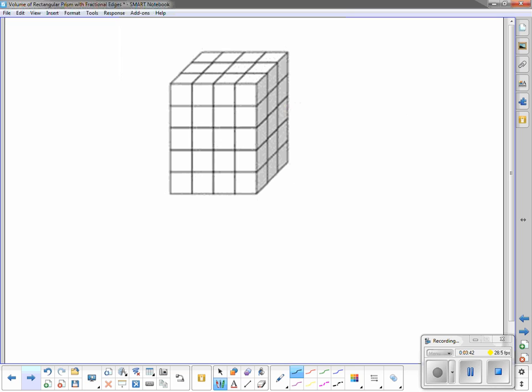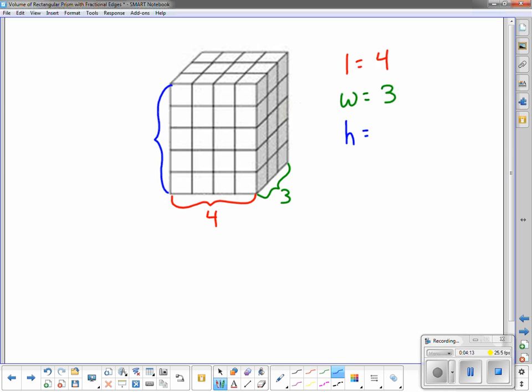Here's another example. So again, we need to identify the length, the width, and the height. So in this case, the length, I'm going to call it 4. The width is going to be 3. And the height is going to be 5.